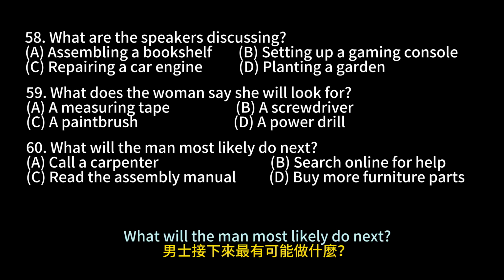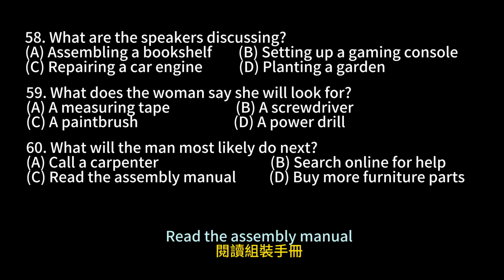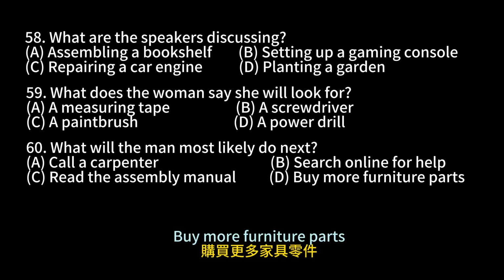Number 60. What will the man most likely do next? A. Call a carpenter. B. Search online for help. C. Read the assembly manual. D. Buy more furniture parts.